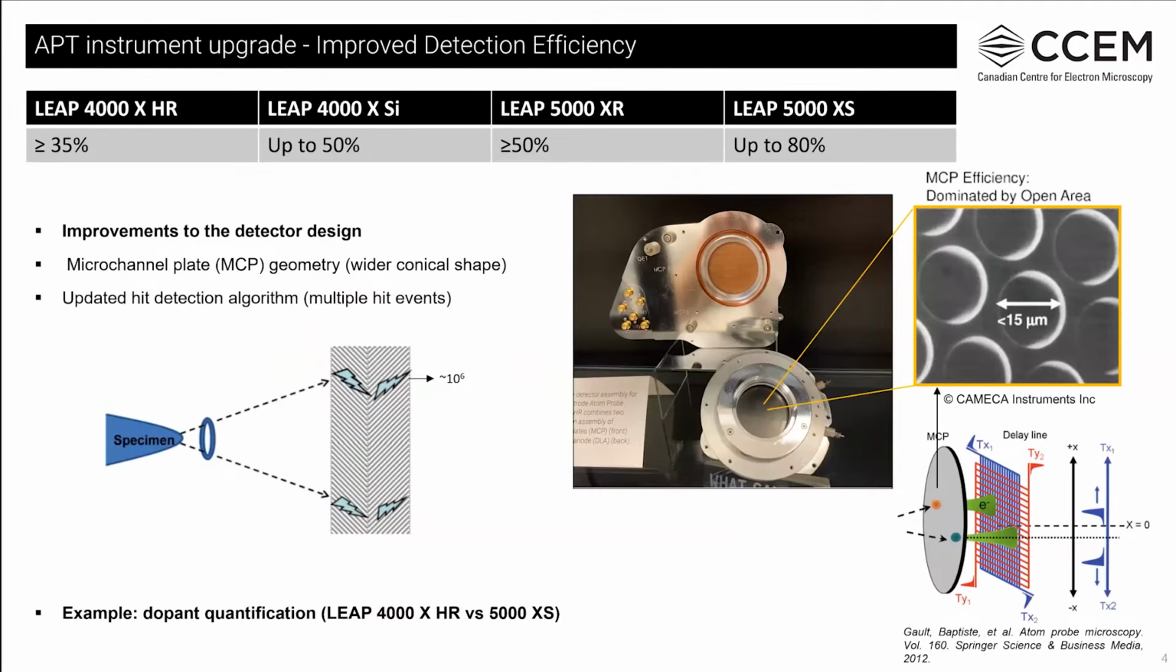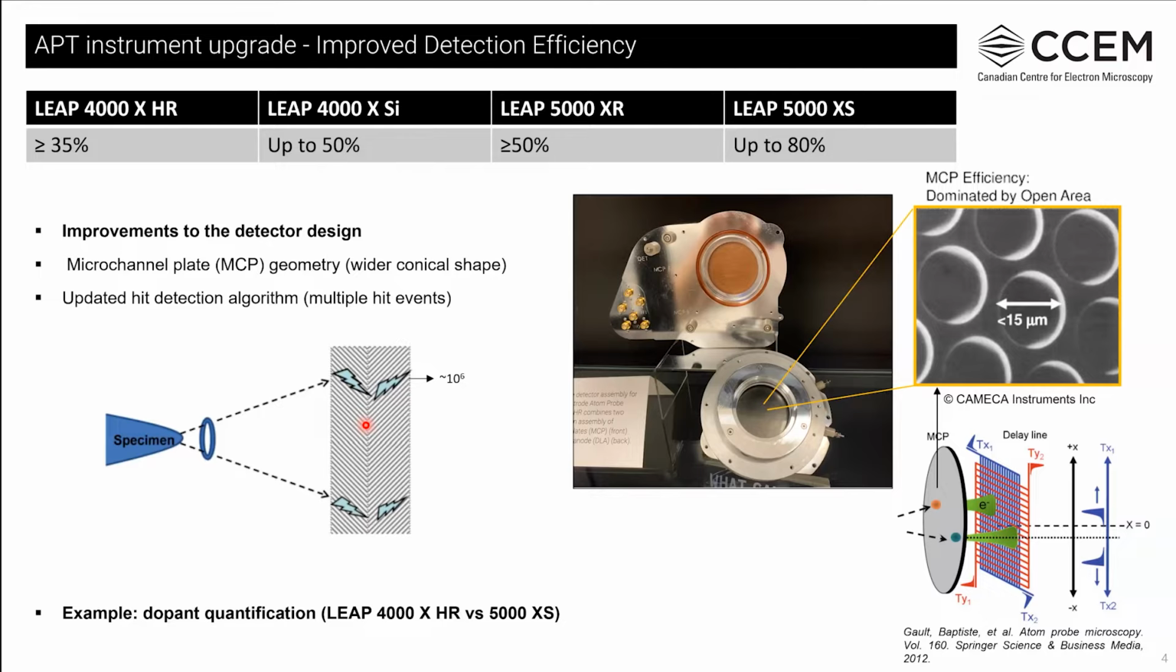The improvement in detection efficiency for the 5000 series comes from a superior microchannel plate design as well as an updated hits detection algorithm. The atom probe detection system consists of a delay line position sensitive detector as shown in the schematic on the bottom right, in front of which a microchannel plate, or the MCP, is placed. The SEM image of the MCP is shown here, and the cross section is shown on the image on the left here. When a field evaporated ion impinges on the microchannel plate, it produces a cascade of electrons, which then travel to the delay line detector behind it.